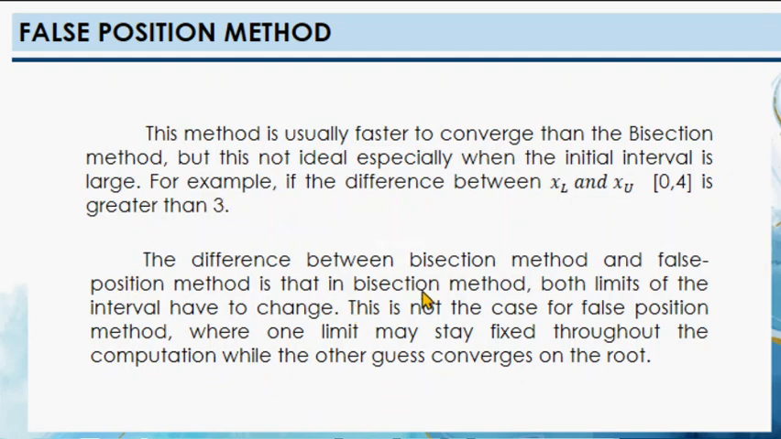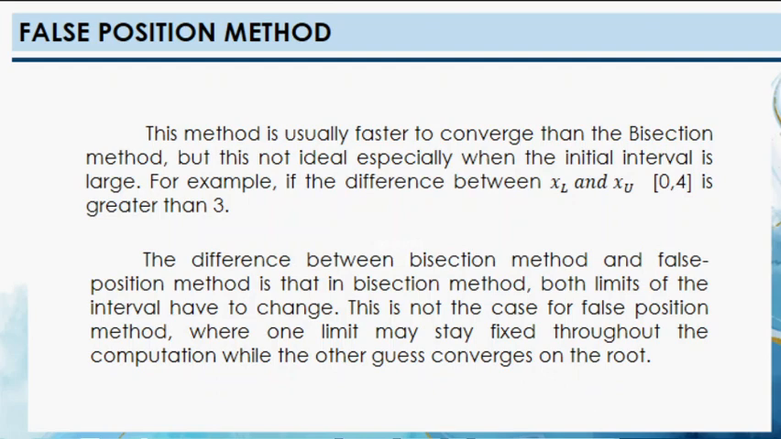So, the difference between bisection method and false position method is that in bisection method, both limits of the interval have to change. This is not the case for the false position method, where one limit may stay fixed throughout the computation while the other guess converges on the root.